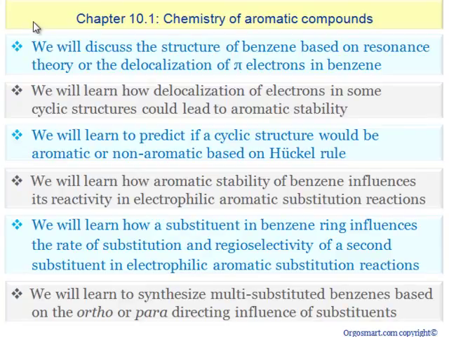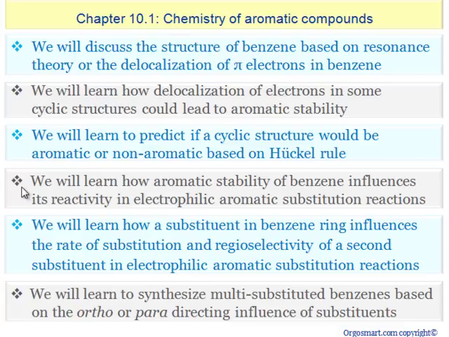Chemistry of aromatic compounds. In this chapter, we will discuss the structure of benzene based on resonance theory or the delocalization of pi electrons in benzene. We will learn how delocalization of electrons in some cyclic structures could lead to aromatic stability. We will learn to predict if a cyclic structure would be aromatic or non-aromatic based on Hückel rule.